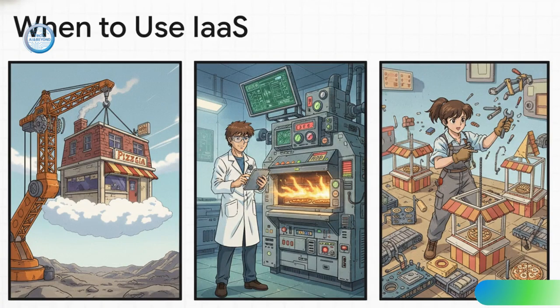So when would you actually use this level of control? Well, IaaS is perfect for certain situations. It's the absolute go-to for what we call lift and shift migrations of old legacy apps, where you basically need to copy your on-prem environment as closely as possible.